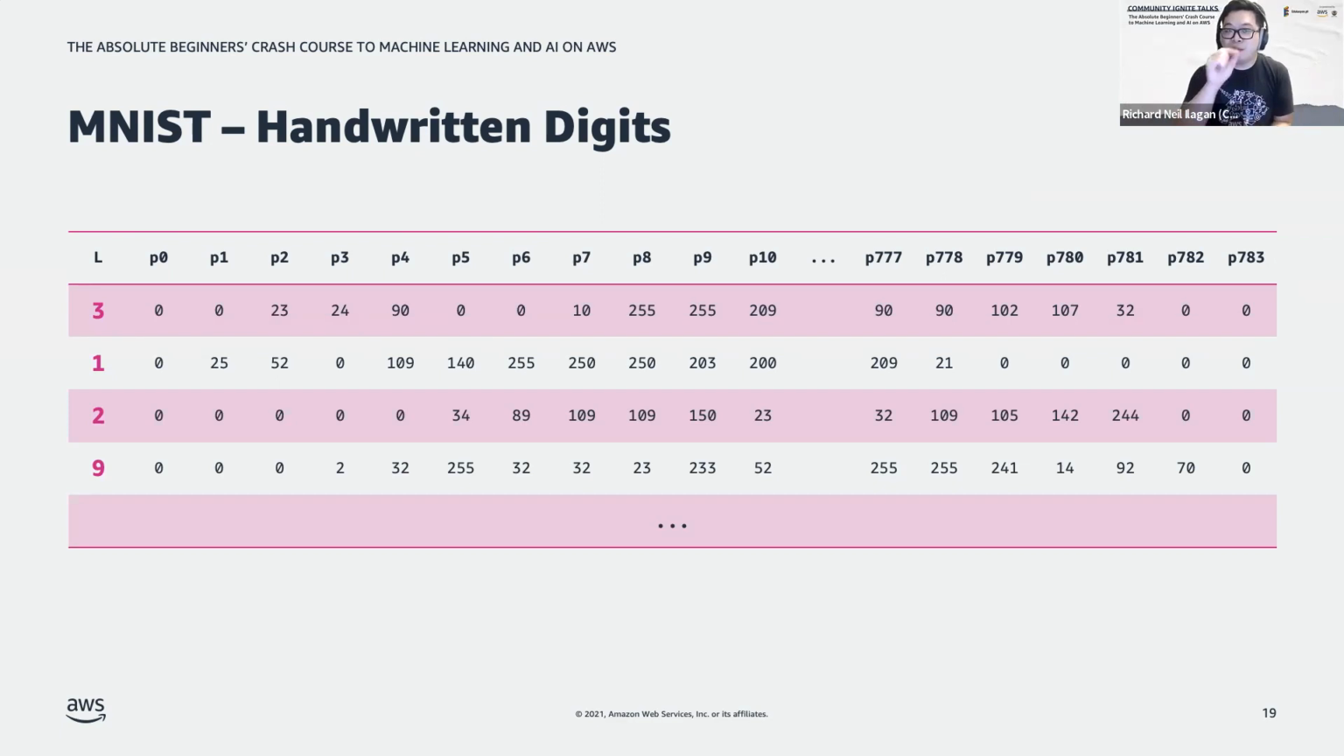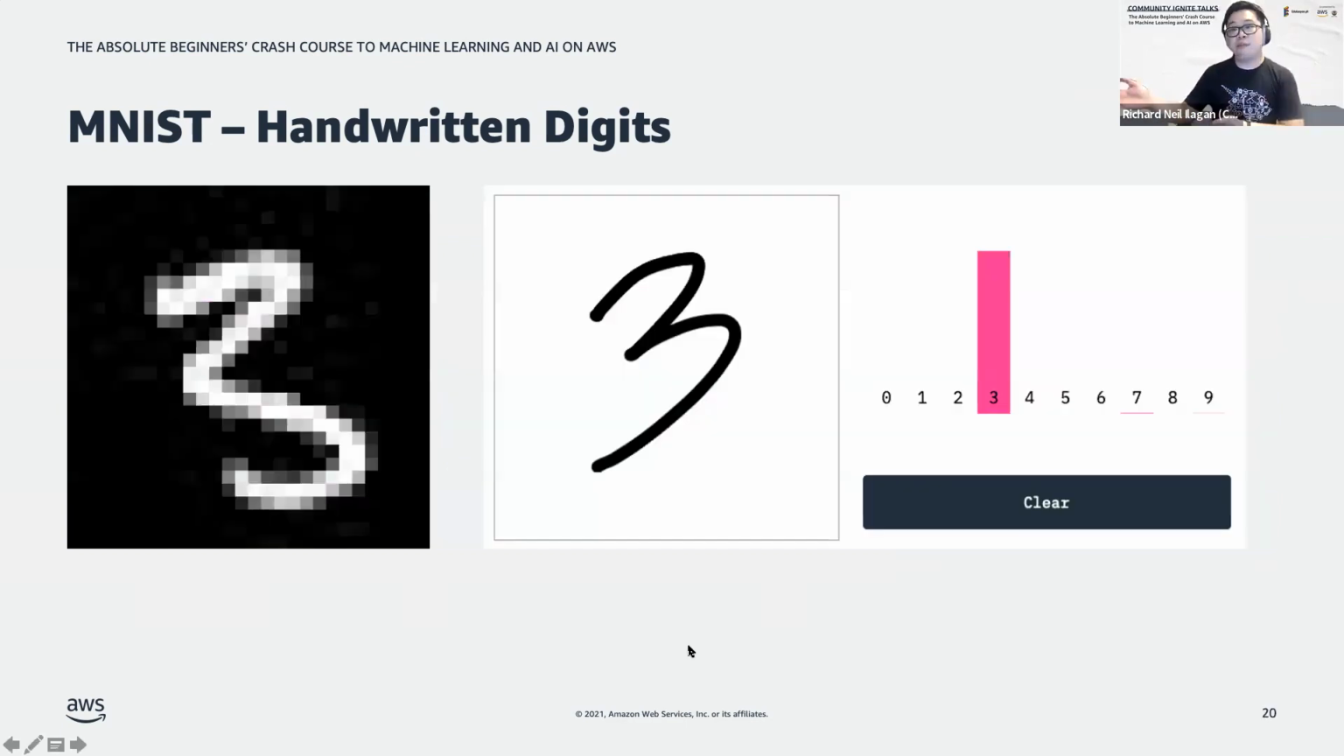Yung machine learning algorithm na yun, ipapag-aralan niya, what are the patterns that make up a number 3? Ano ang kadalasan na nakikita ko pag number 3? Ano ang kadalasan na nakikita ko pag number 1? Pag number 2? Pag number 9? Pag number 5? And so on and so forth. Right? So, in that process, nakakagawa tayo ng isang machine learning model. At the end of it all, you come up with a machine learning model.